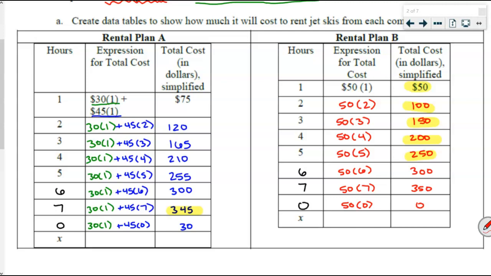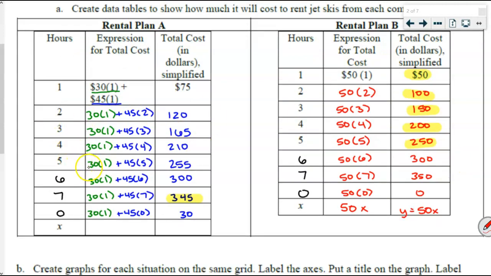Let's start with this one. We know this one. We've had problems like this all over the place. What is the equation here, Davin? Yeah, exactly. We just take what's over here, we multiply it by 50, and so that equation is going to be y equals 50x. Exactly right. What is it going to look like over here with rental plan A?